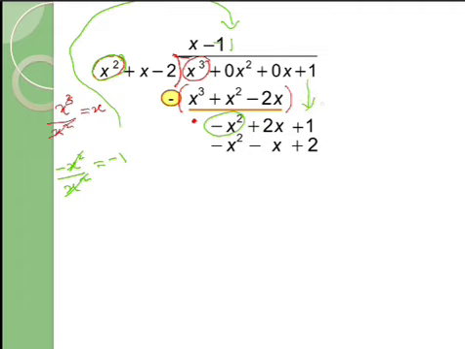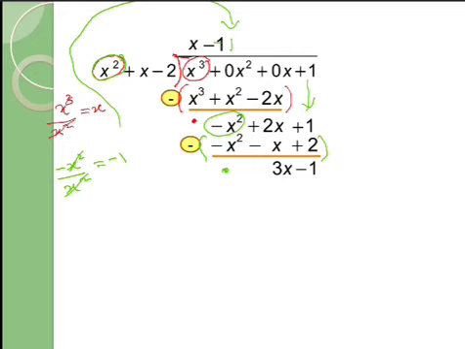Remember to bring positive 1 down. And then put a negative sign with the brackets there. Make sure the first term is 0. Negative x squared minus negative x squared is 0. And then just subtract each of the terms behind it. 2x minus negative x is positive 3x. 1 minus 2 is negative 1.